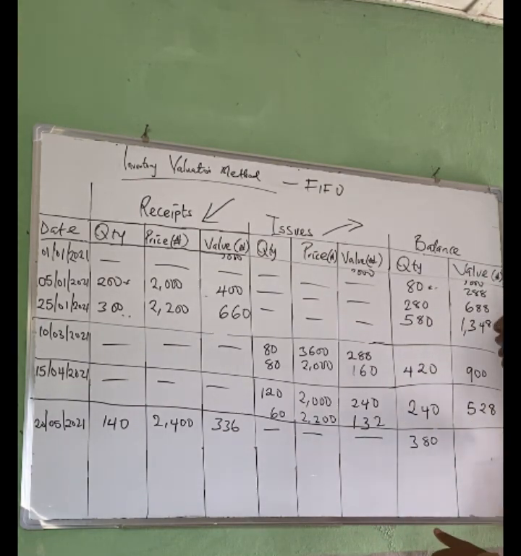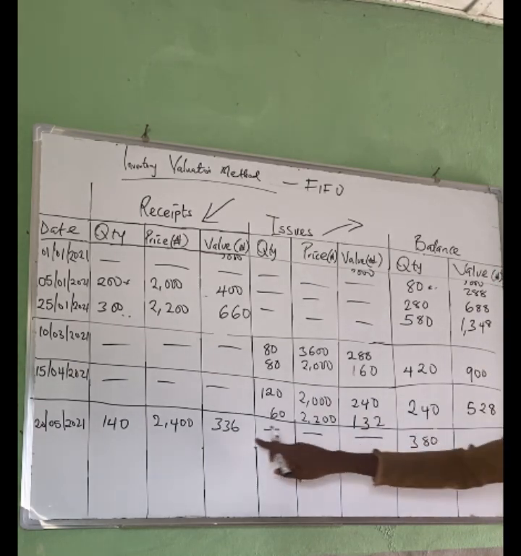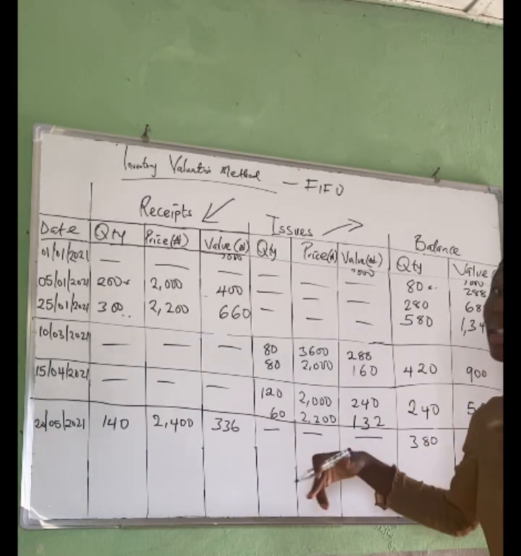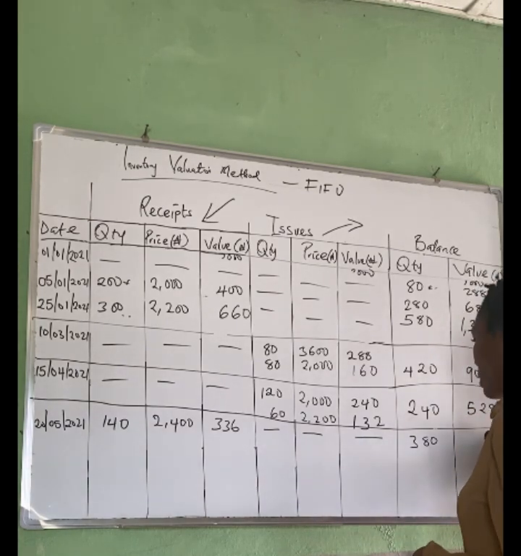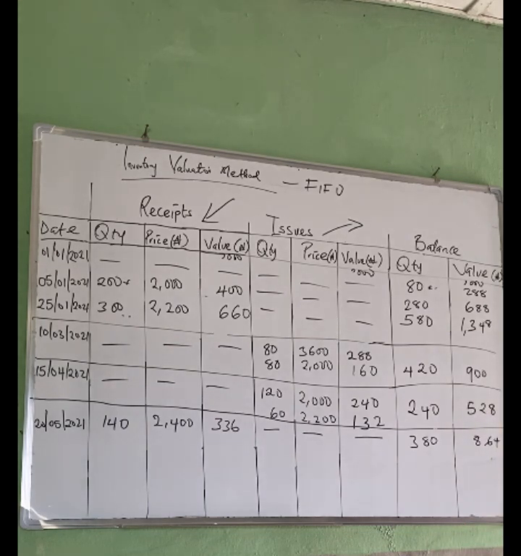And then for the value, we have 528,000, right? Then the value here is 336. Since it's a receipt, we're adding, okay? And that will be giving us what? 864. All right. So we add this, we have gotten the value for our closing stock at the end of the year. This is the value, okay, using the FIFO method.